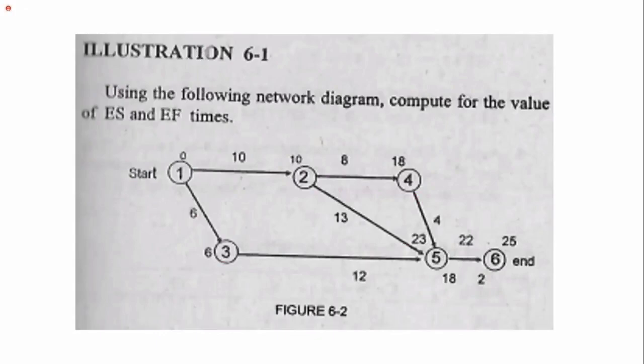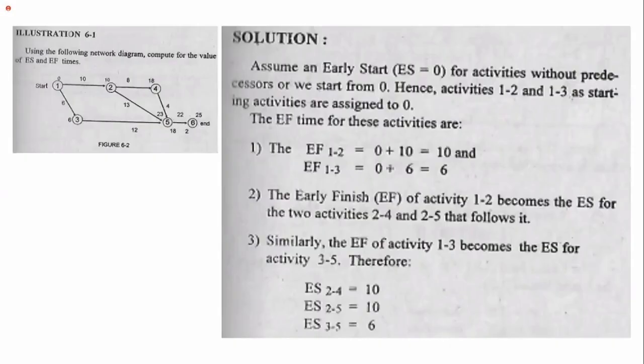So we have here the illustration. Using the following network diagram, compute for the values of ES and EF times. So first, assume an early start of 0. So at the first event, we start at 0. Activities without predecessors start from 0. That means activities 1 and 2. The early start is 0.